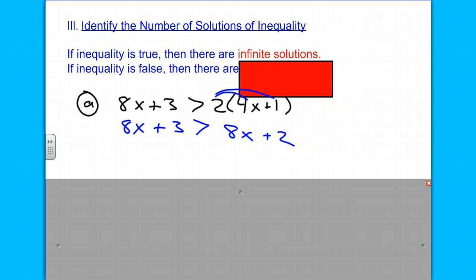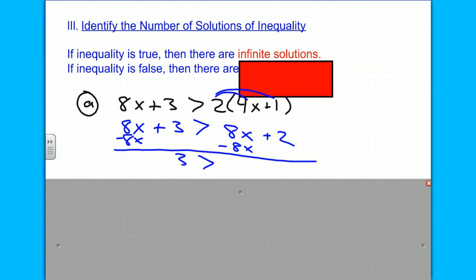Yes, so what would you do? Subtract 8x from both sides, and that didn't change our sign. We end up with 3 is greater than 2, which is very awkward and different. There's no variable here. So is this a true statement? 3 is greater than 2? Yeah. So then there would be infinite solutions to the original up here.